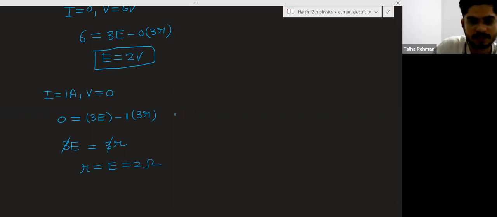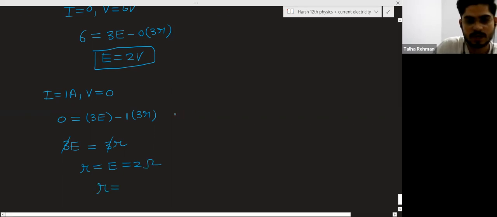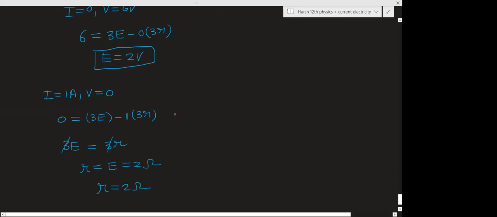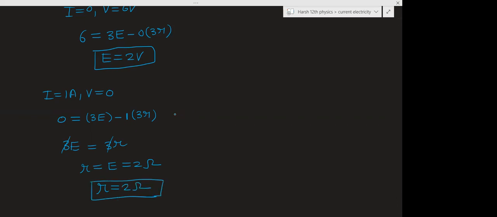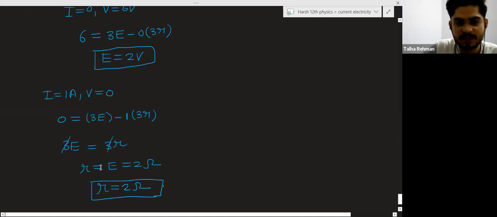We will get 2 ohm. R is equal to E, means the value of R is equal to the value of E, not the unit. The unit will be different.